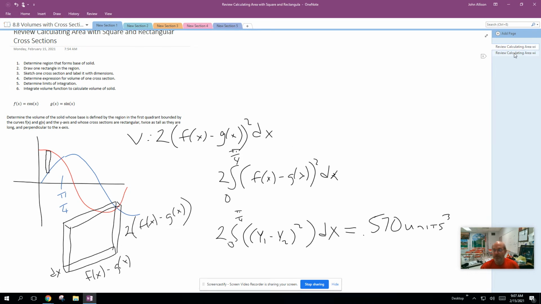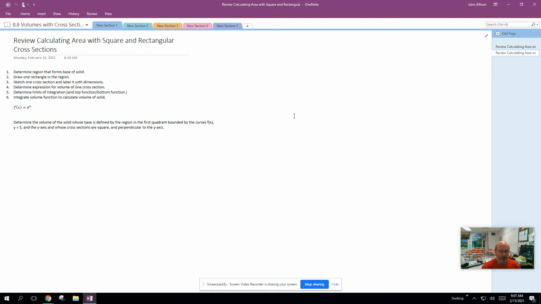Let's do one that is perpendicular to the y-axis as we review this. This time, let's look at the function f of x equals e to the x. Same process, except this time we're going to invert the axes so that we're integrating with respect to y. So, because this is perpendicular to the y-axis, we're going to determine the volume of the solid whose base is defined by the region in the first quadrant, bounded by the curves f of x, y equals 5, and the y-axis.